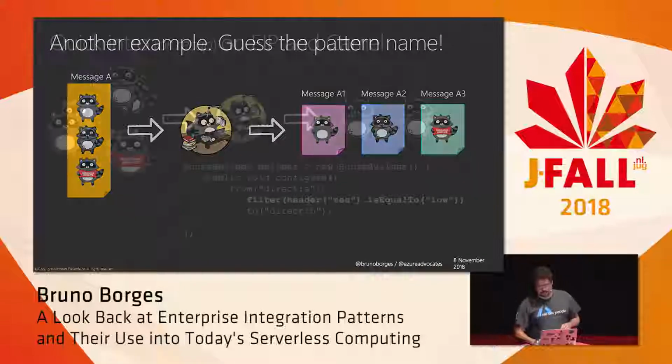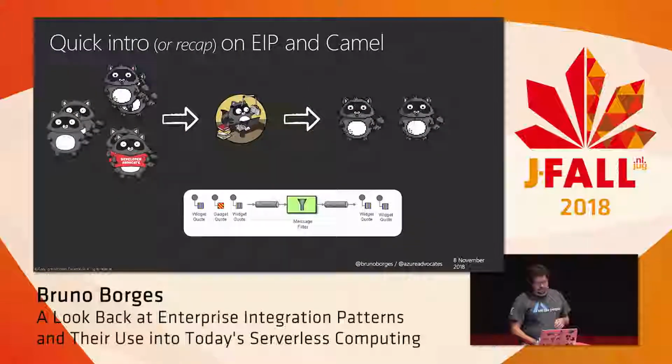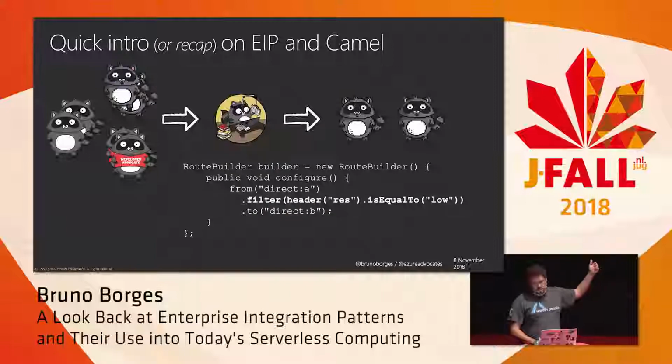No idea. So let's go back. This is called message filter, right? Messages are coming in, somebody's looking at and filtering the messages for you and just processing those that have low resolution. That's the code that you write for Camel.